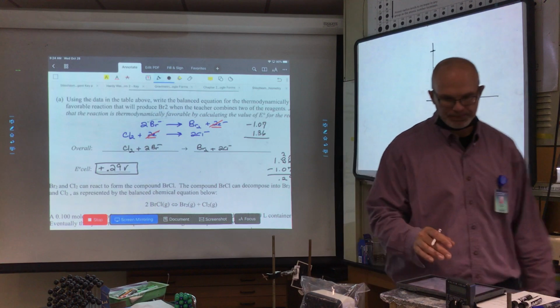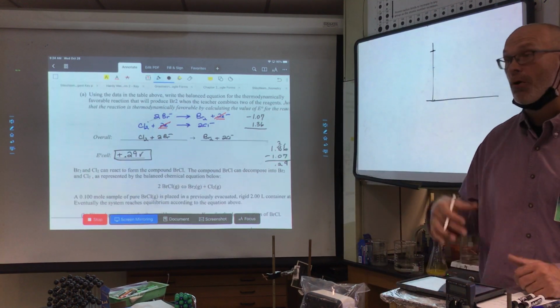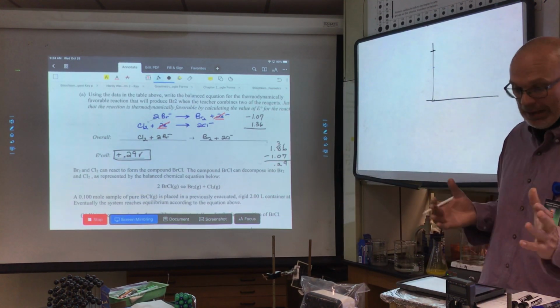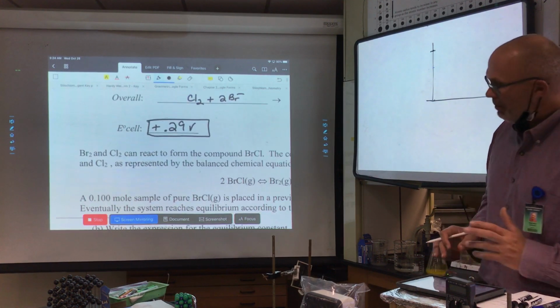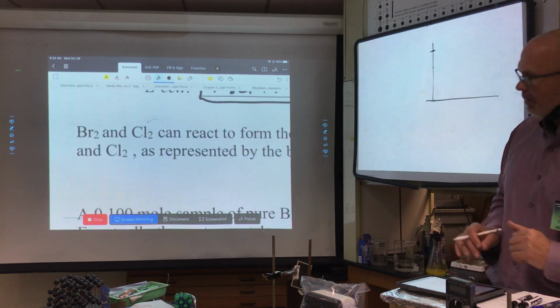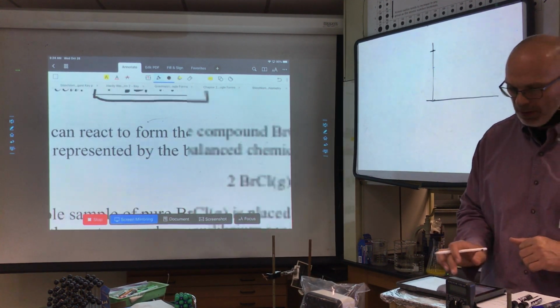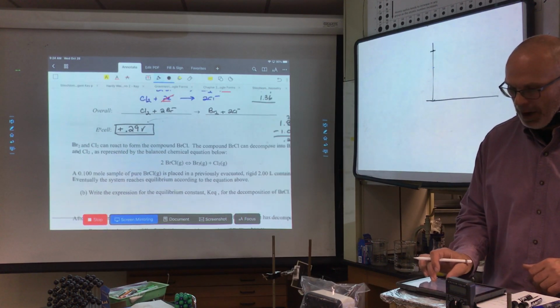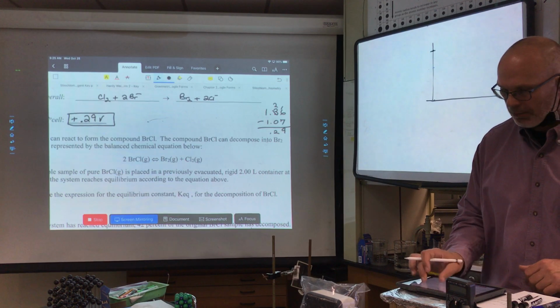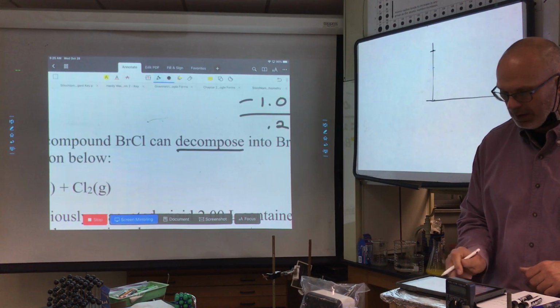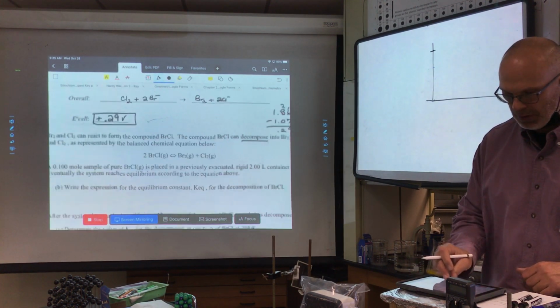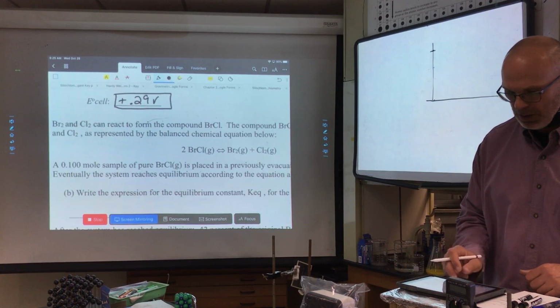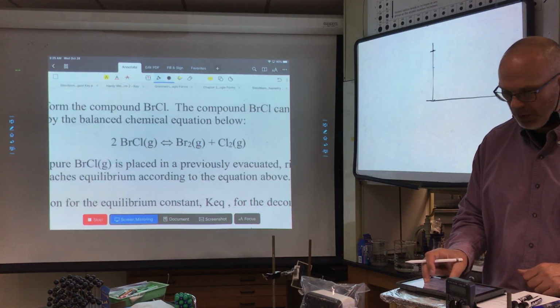Okay, moving on. Now, this is still part of the same AP problem. That's great, but you know that Br2 and Cl2 can react to form the compound BrCl? The compound BrCl can decompose, break down into Br2 and Cl2, as represented by the balanced equation below.